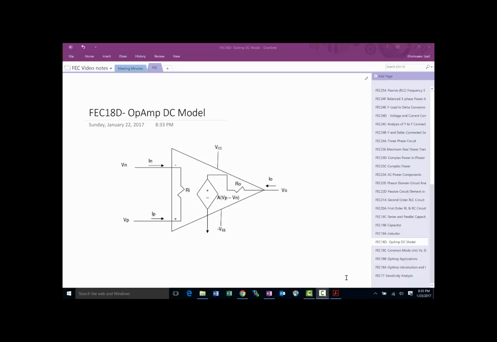In previous presentations on fundamentals of electrical circuits, we've talked about OpAmp and using the ideal OpAmp model to analyze a circuit without having to go to all the details of individual transistors within an OpAmp. A model that is somewhat more sophisticated, meaning that it gets you a little closer to the actual results you're going to see when you build a circuit with an OpAmp, is called the OpAmp DC model.